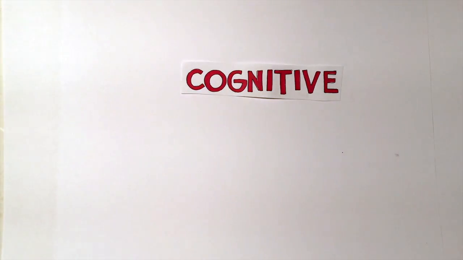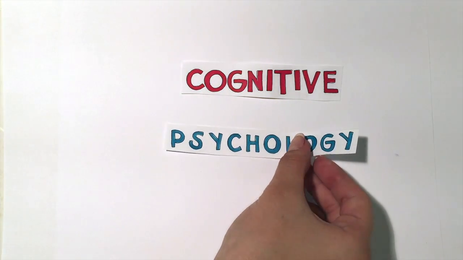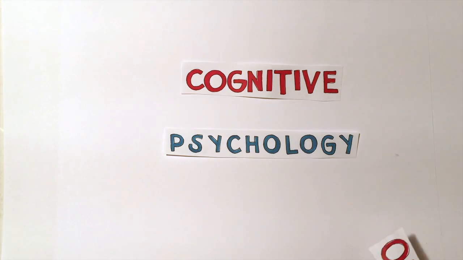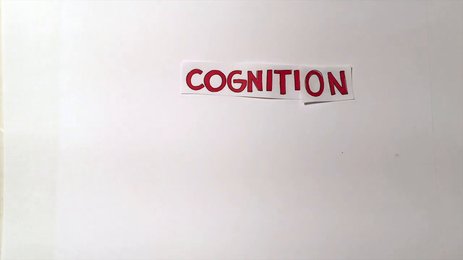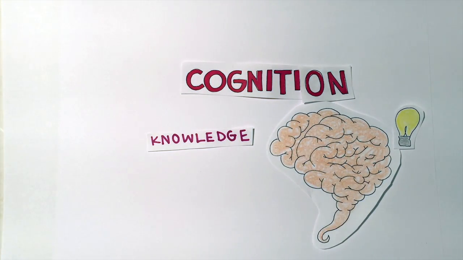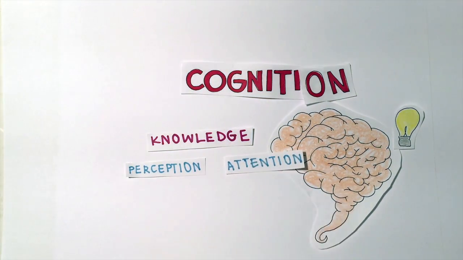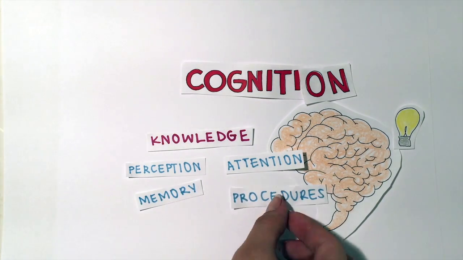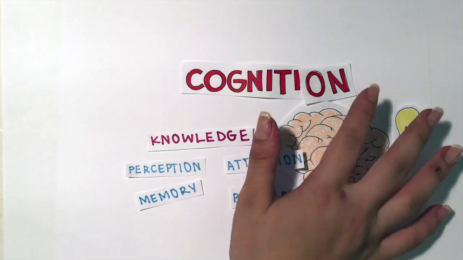Today we're going to talk about the basic principles of cognitive psychology. But before we dive in, what is cognition exactly? Well, cognition is a term that describes the processes and complexes of knowledge itself. Cognitive psychology, in short terms, is the study of the mind and the perception, attention, memory, and procedures that are involved when we receive, collect, and retrieve information.